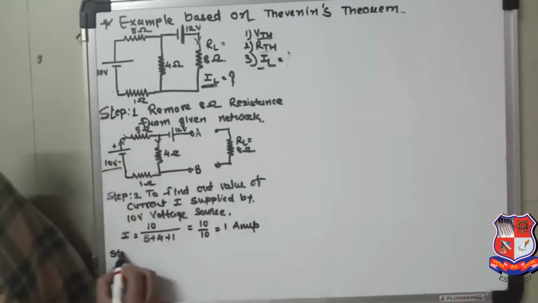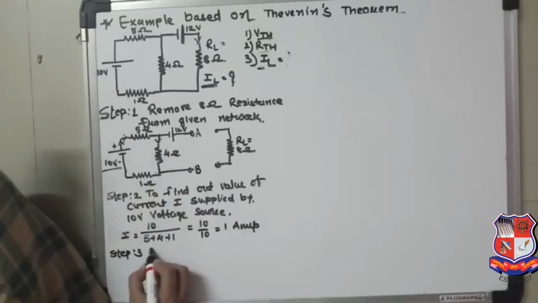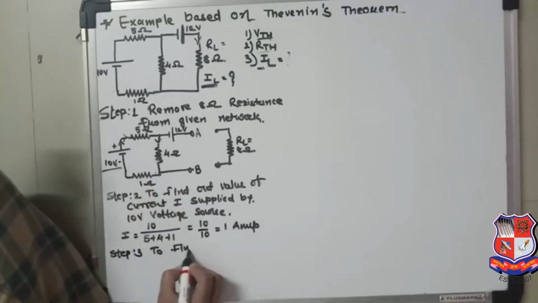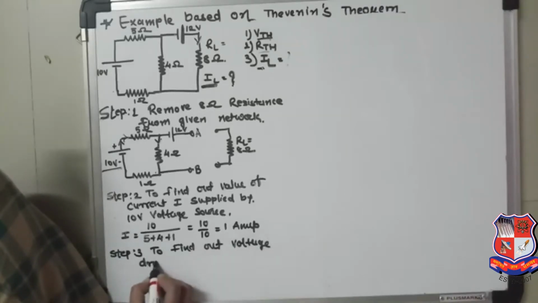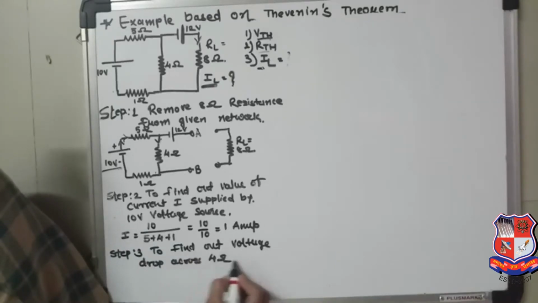Now step number 3: find the voltage drop across the 4 ohm resistance.